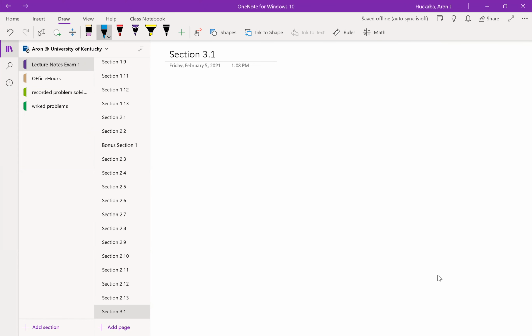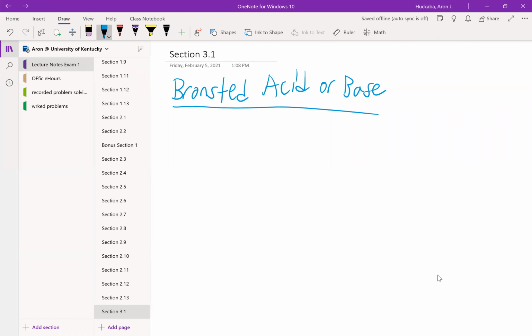So just in case you are in need of a brief refresher on what an acid or a base is, specifically a Bronsted acid or base or a Lewis acid or base, then we're going to cover that here right now. So a Bronsted acid or base is what we'll cover first.